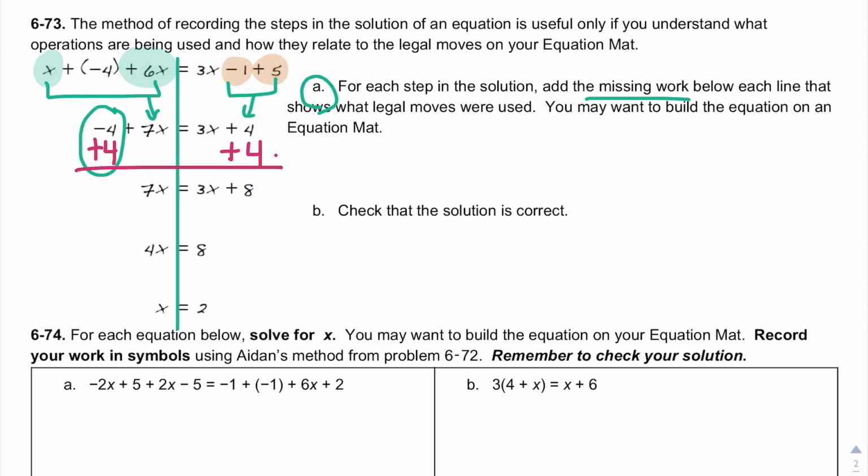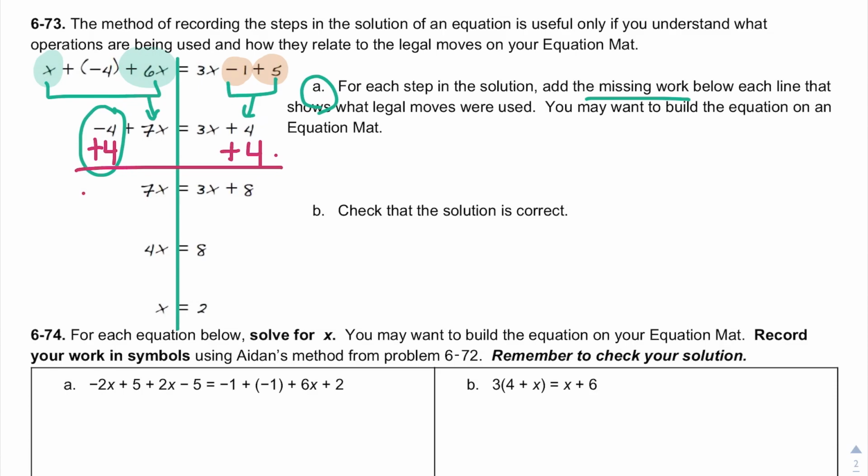Most of the time when you bring in an opposite to make one side become a 0 pair, it's only going to work for one side. It shouldn't work on both sides. So if it works on both sides, then you did something wrong most of the time, okay? So here we go, 7x, we brought it down, we have 3x, and then we have 8. That works. So that was the next step.